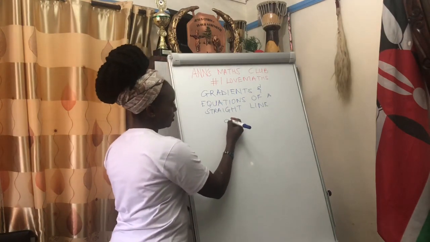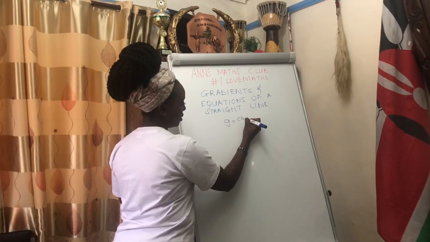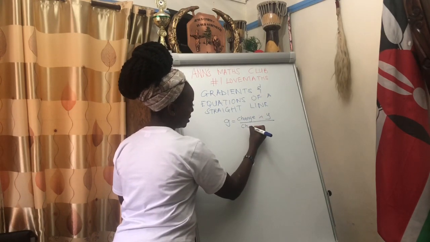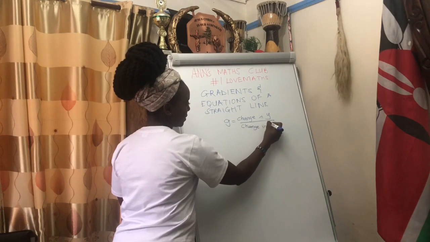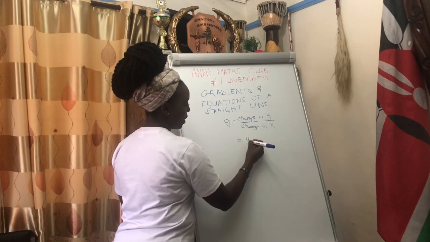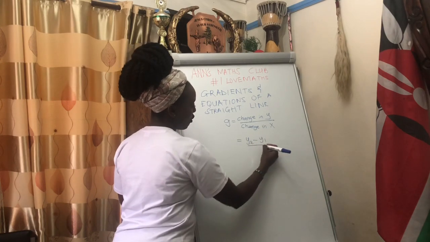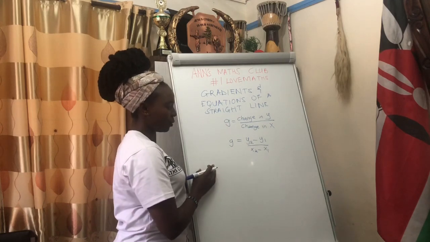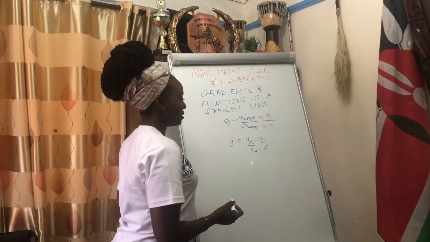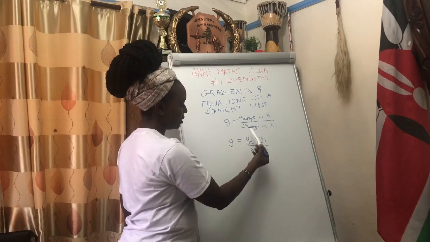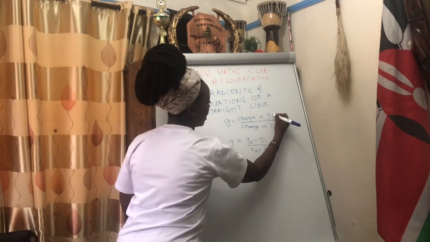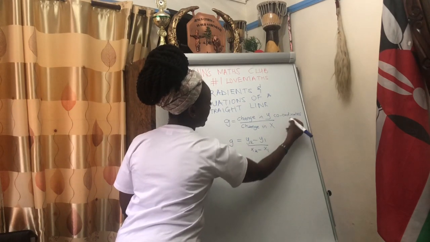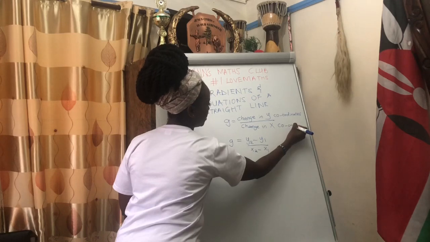You need to know that gradient is equal to the change in y over the change in x. This can be written as y2 minus y1 over x2 minus x1. So that's the first formula. The gradient of the line is equal to the change in the y coordinates over the change in the x coordinates.